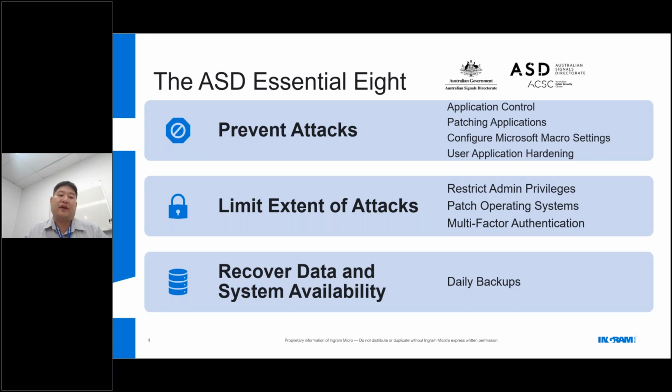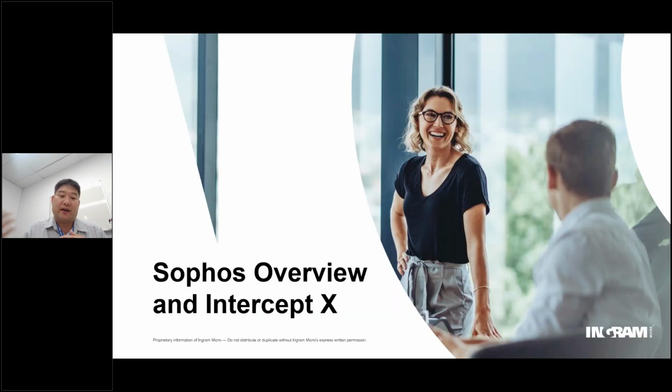The last one is about recovery of data and system availability. So in the case where an organization does have a full breach, how do you recover from the attack and bring yourself back online as quickly as possible? The obvious thing there is daily backups, and Sean will go through this component in the second half of this presentation. From a Sophos side, we're going to talk about application controls, with Intercept X. Obviously, we're going to allow or whitelist certain applications.